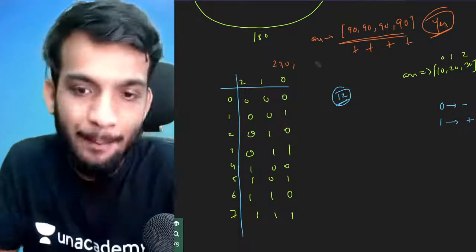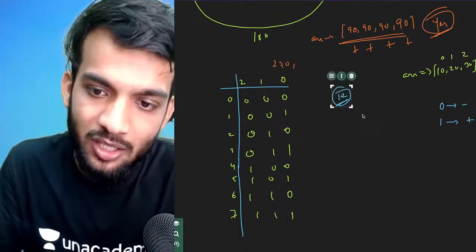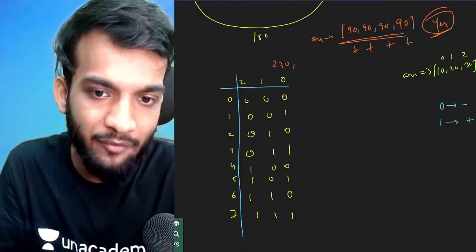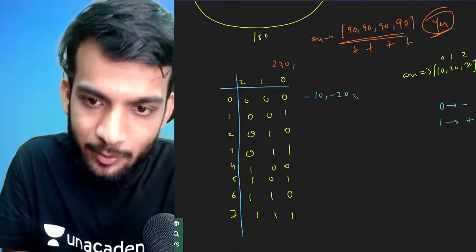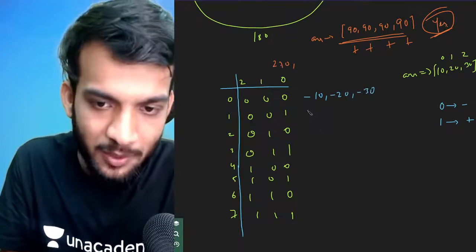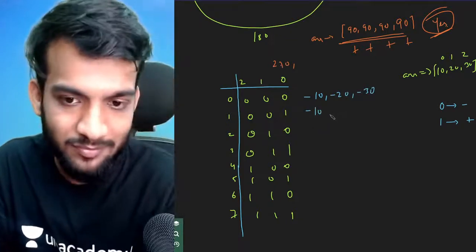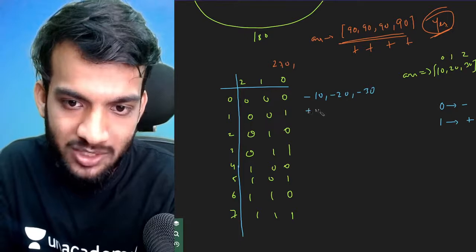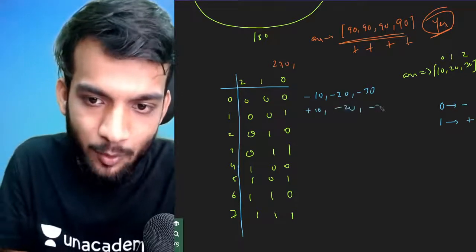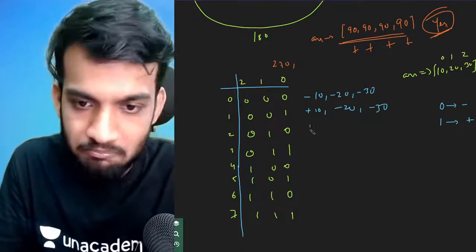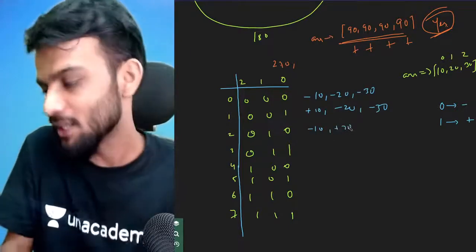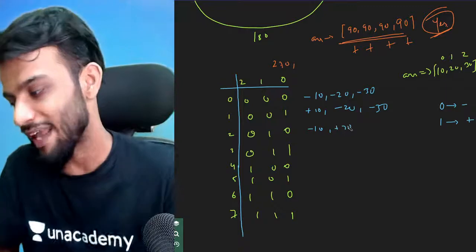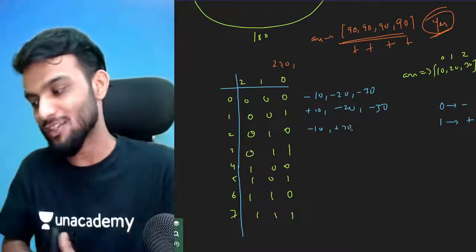Right, so basically what will happen is you will end up actually trying out everything. Like this means backward minus 10, backward minus 20, backward minus 30. This means frontward plus 10, backward minus 20, backward minus 30. This means minus 10, backward plus 20. So you can actually get everything.